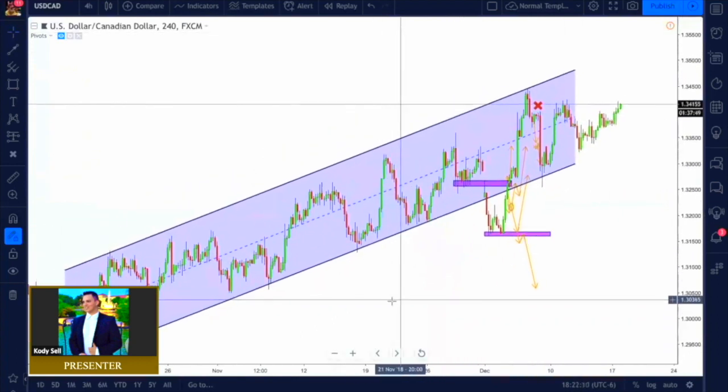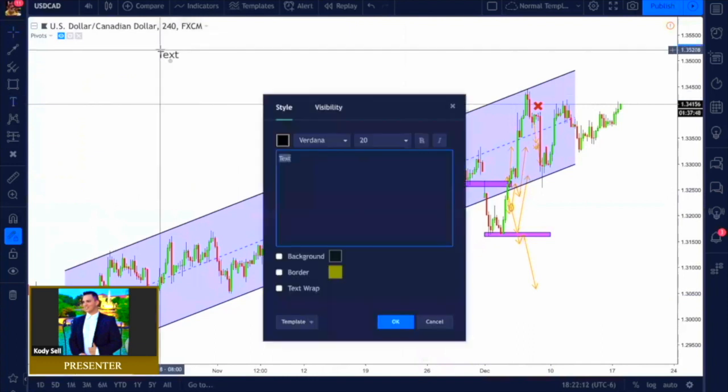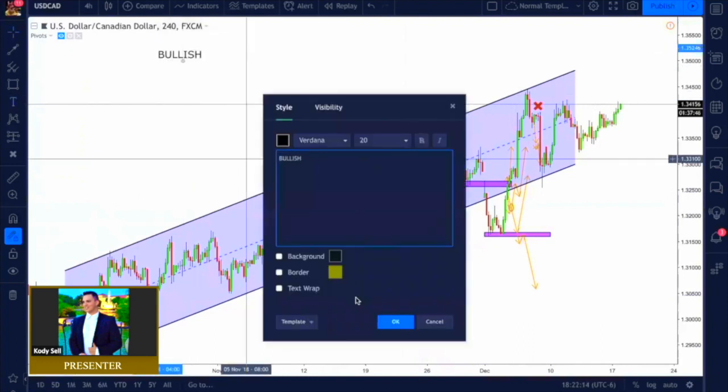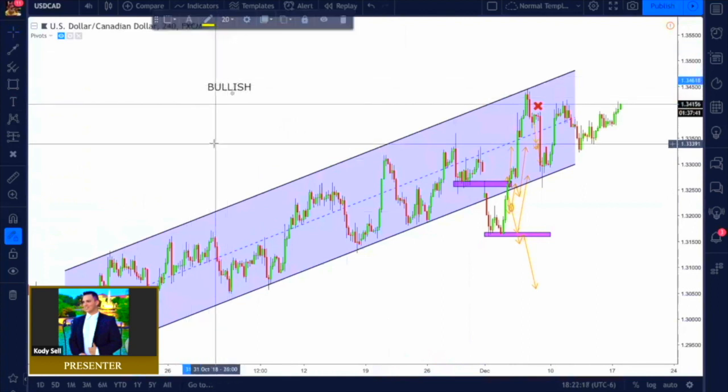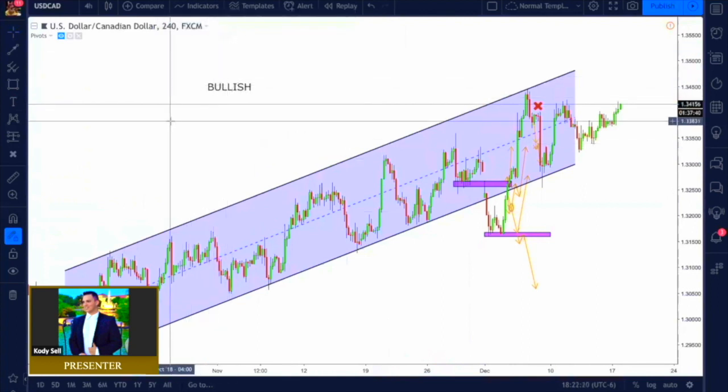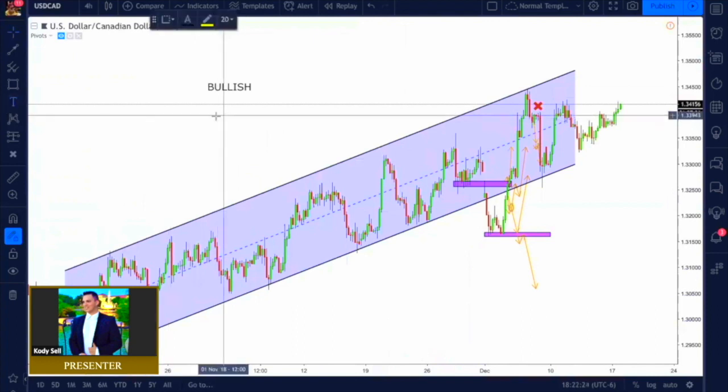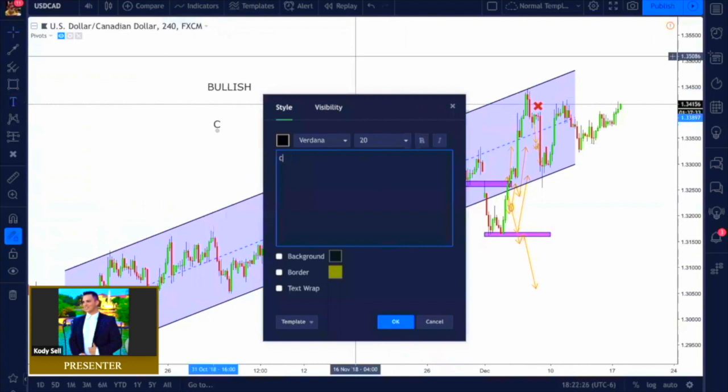But guys, what's the overall picture here? The overall picture is that we are bullish on USD CAD, right? Which means that the Canadian dollar itself is what? Most likely it means that the CAD is weak or bearish.